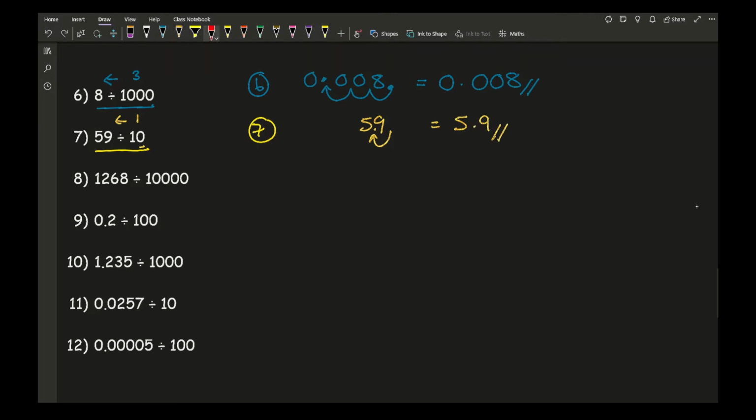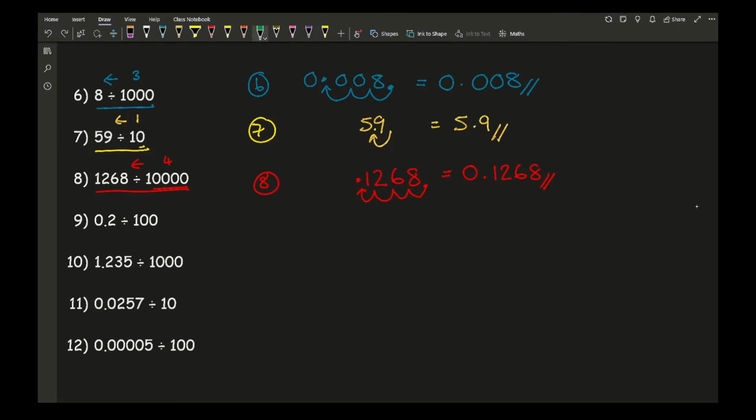And then with question 8, again, I've got 1, 2, 6, 8, and I'm moving it to the left by 4 places because I've got 4 zeros. So again, my decimal point is at the end because I can't see one. So it's 1, 2, 3, 4. And so the answer is going to be 0.1268, and there is my final answer.